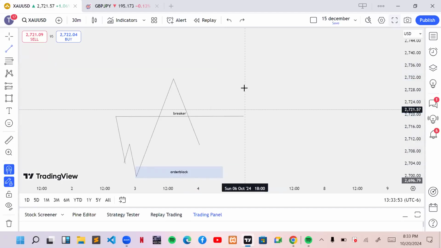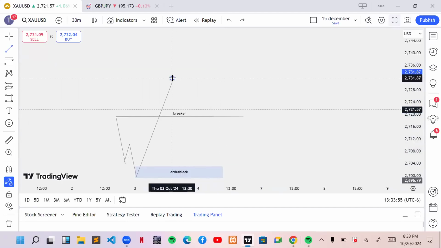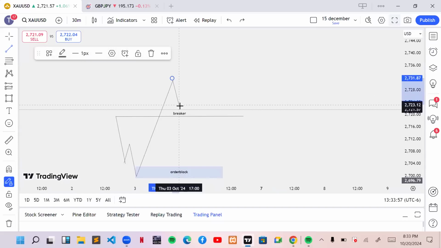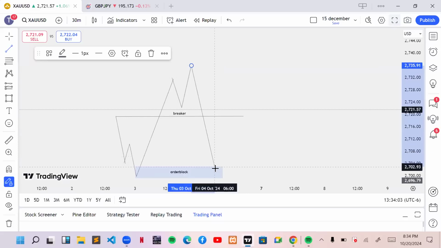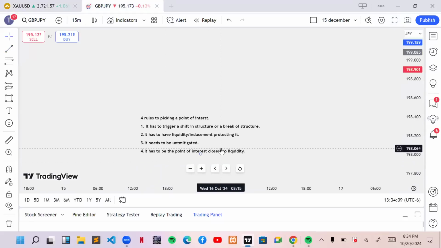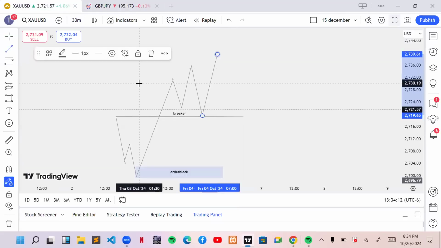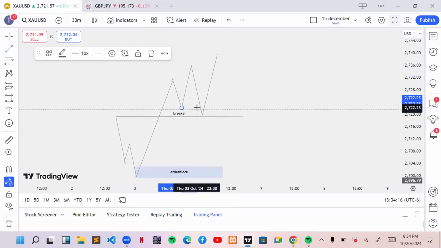But in a case where the first pullback that market makes after the structure shift or break of structure is something like this, does not mitigate this breaker block and pushes up. Eventually, if market is going to pick an entry, your entry will not be this other block. Your entry will have to be this breaker block. Because why? One of the rules says it has to be the point of interest that is closest to liquidity. And I said my liquidity is my inducement. And in this case, the inducement is this. So which point of interest is now closest to liquidity? That is this breaker and not this other block.